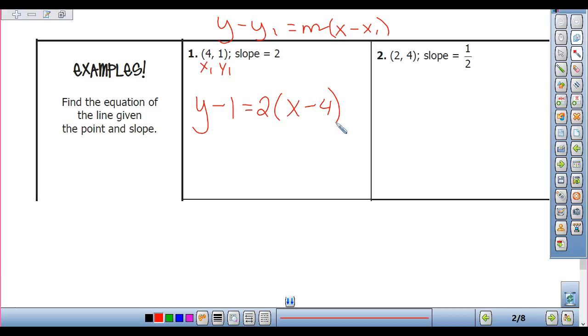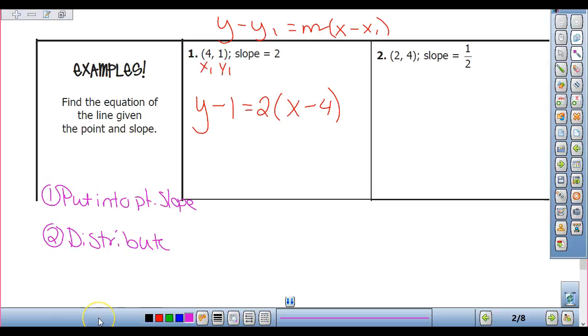Okay, and then our biggest thing is we always want to get this back into slope-intercept form. So our first step, we're always going to put it into point slope form. Then we are going to distribute on the right side. So on the left side, I still have y minus 1 equals 2x minus 8.